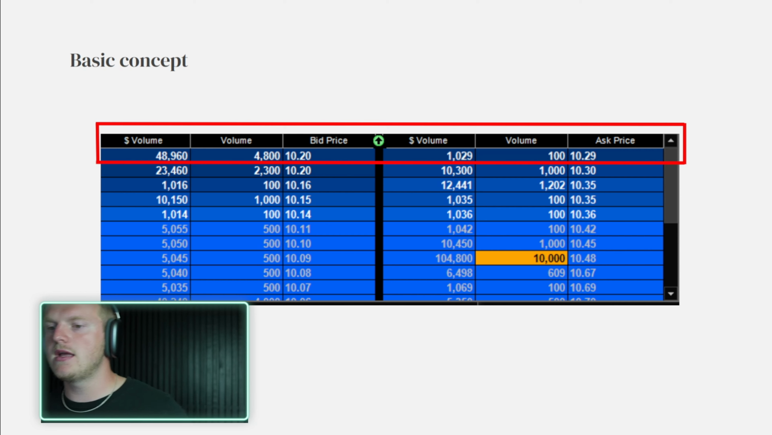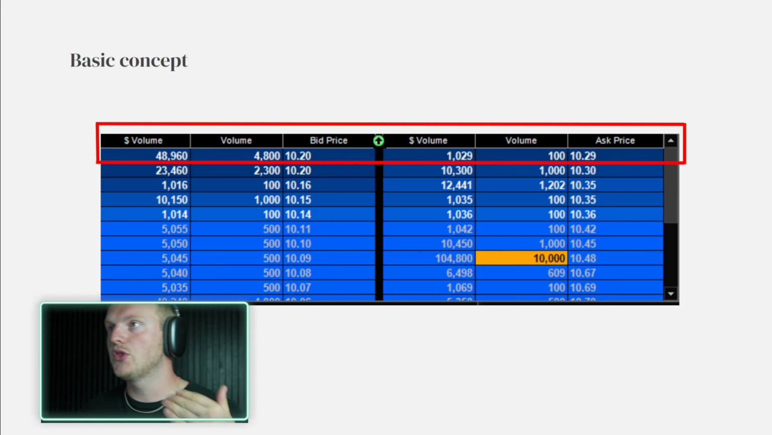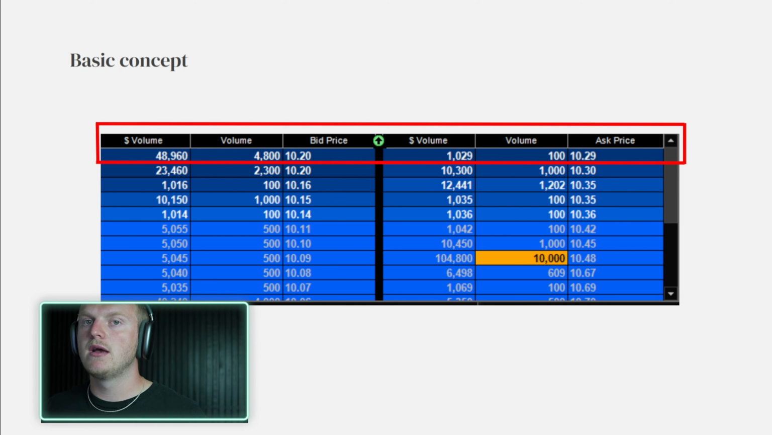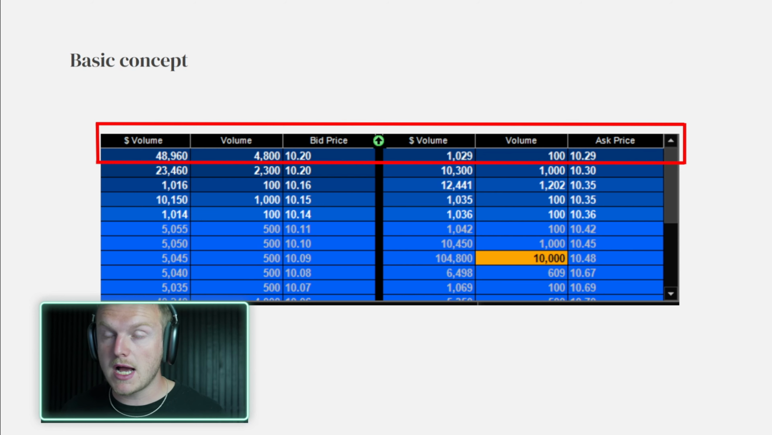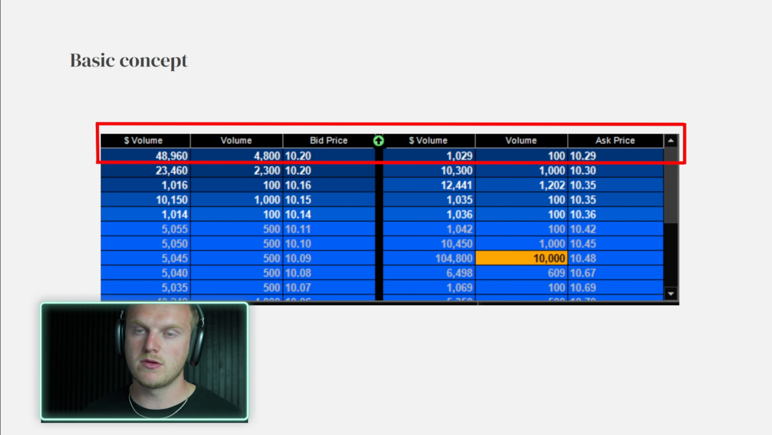Now, for example, say you are trading an Apple or a SPY, they don't have a crazy slippage because there are so many market makers providing liquidity for those stocks that there's often going to be little to no slippage.